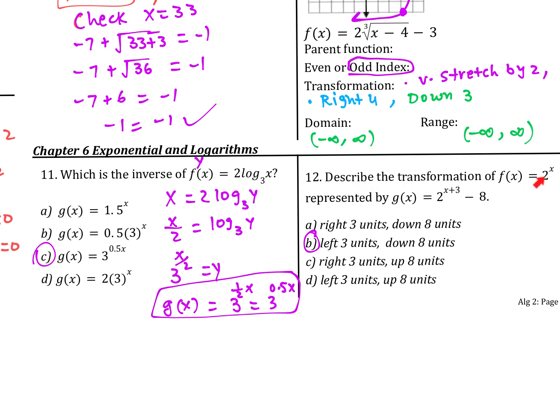Describe the transformation. Plus 3 with the x means left 3. Outside negative 8 means down 8.